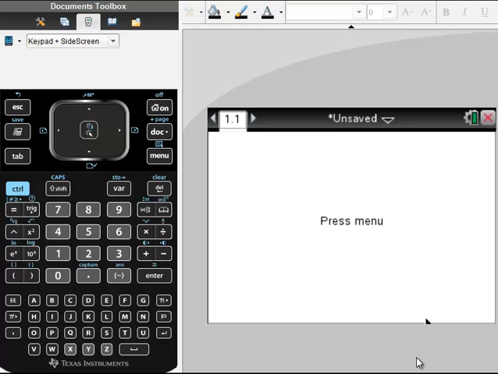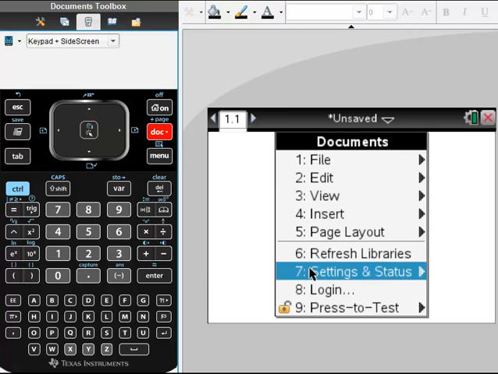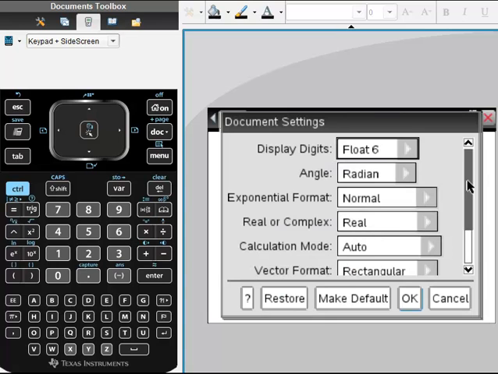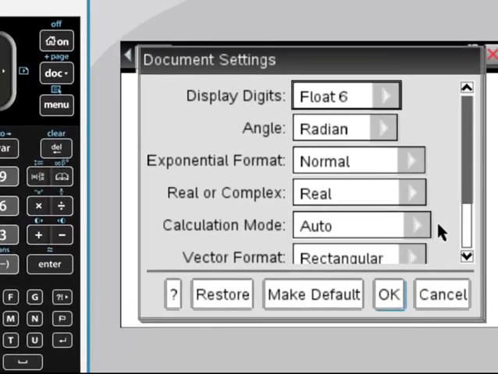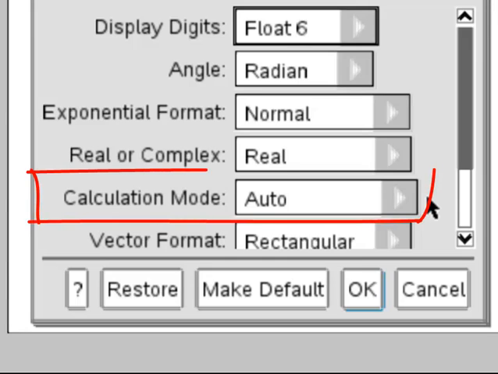Since this question involves both decimal approximation answers and exact answers, we might do well to think about our calculation mode for the calculator. To do that, you can go to the document key, settings and status, document settings. Let's see what we have here. My Nspire presently has a calculation mode of auto.